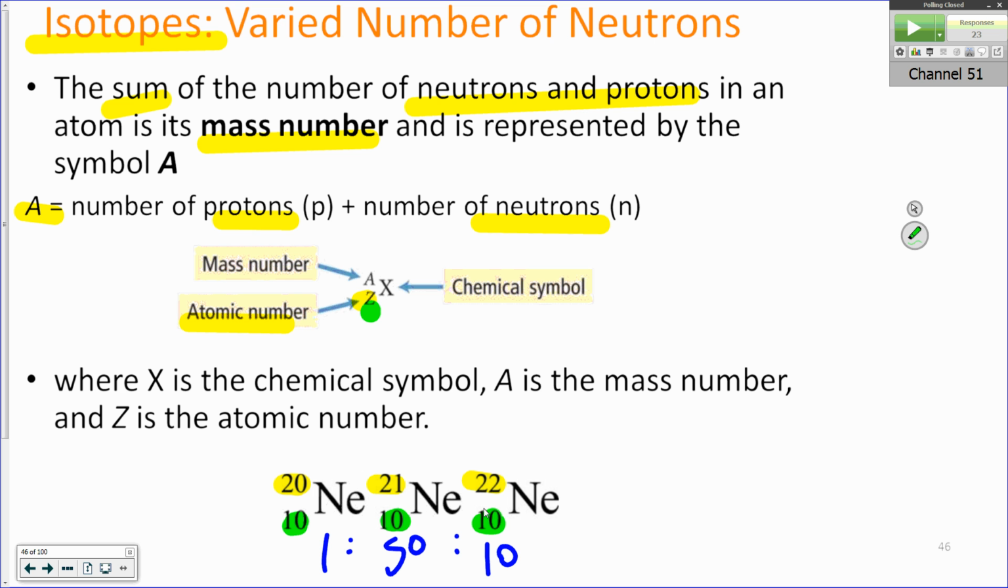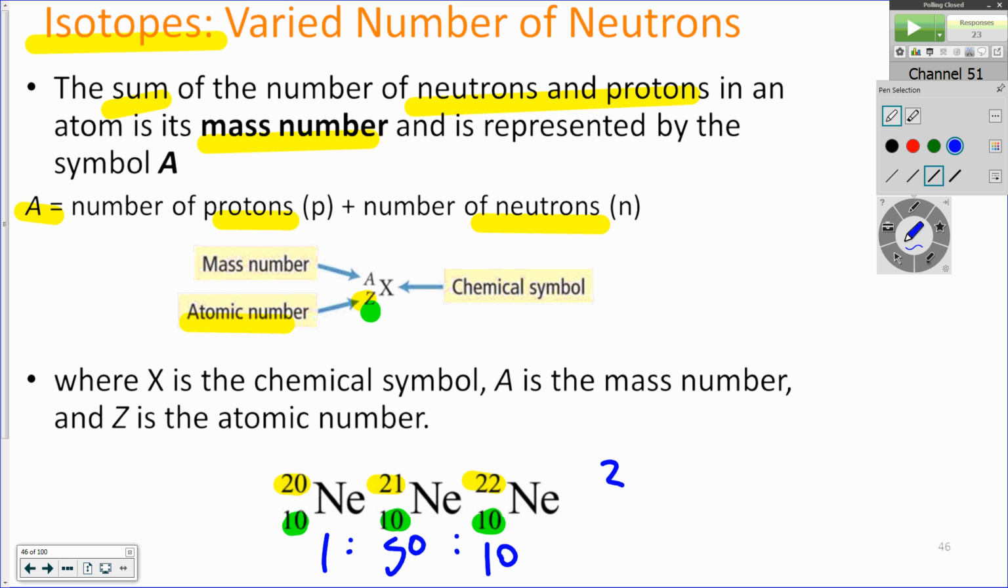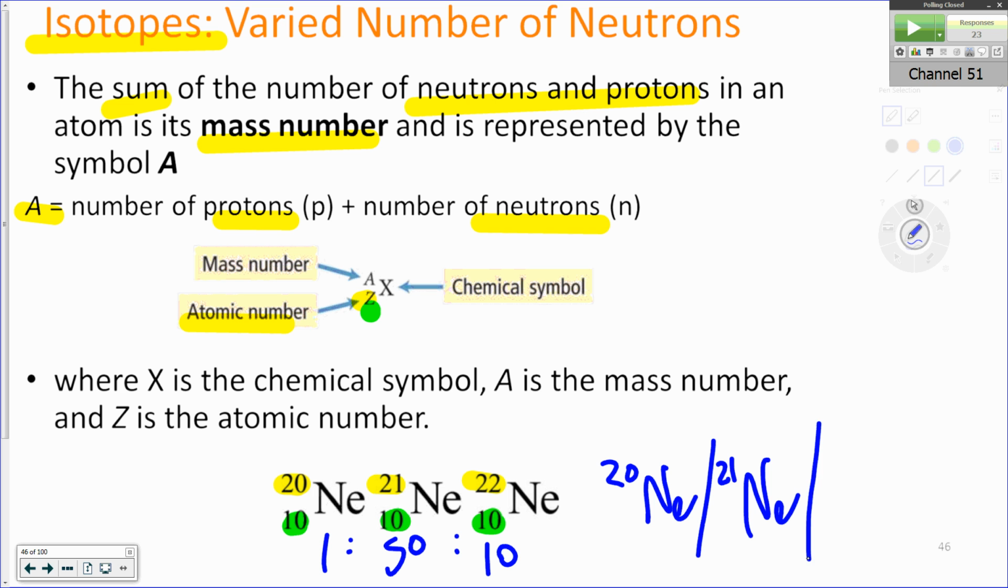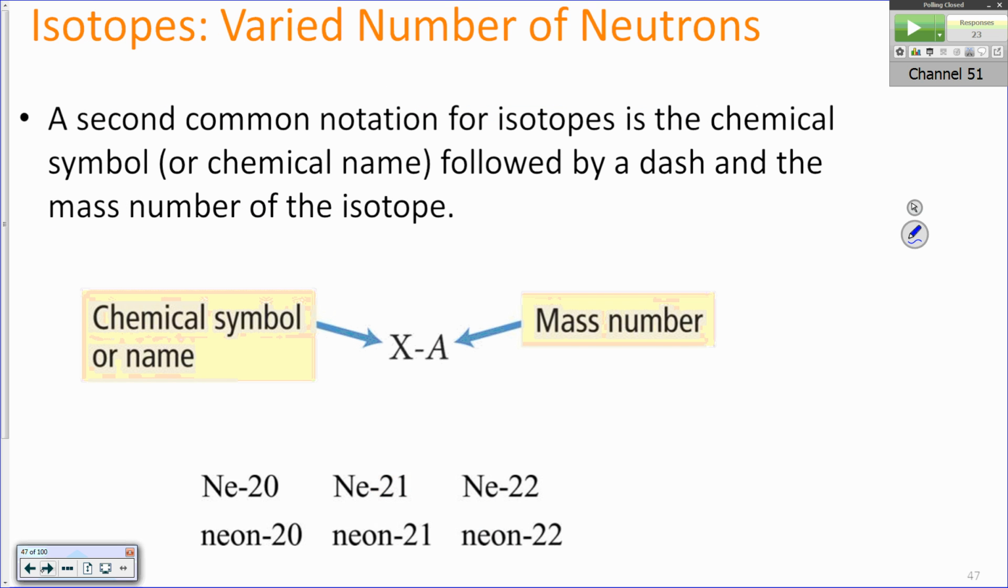So the way you're always going to see me write elements out for the remainder of the time, if I were to write something like neon 20, I would write it like that, versus neon 21, versus neon 22. The fact that it's Ne, I know it's 10. I understand the authors are just trying to clarify it a little bit, but that's just not what we do in real representations.